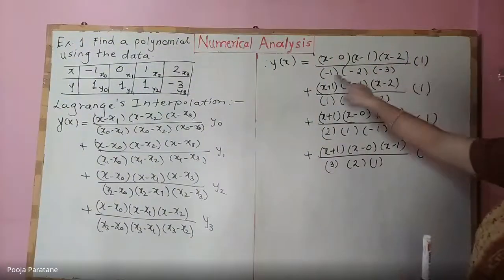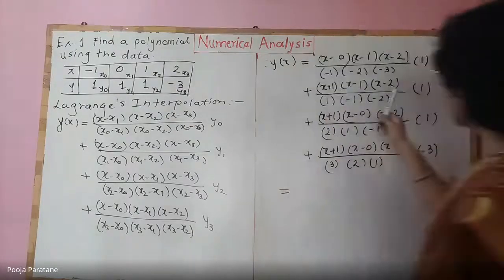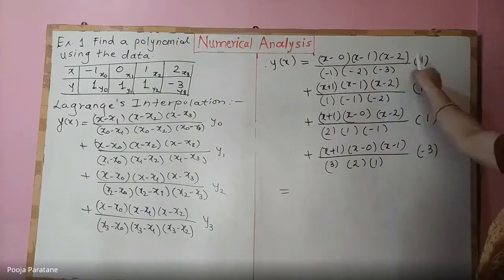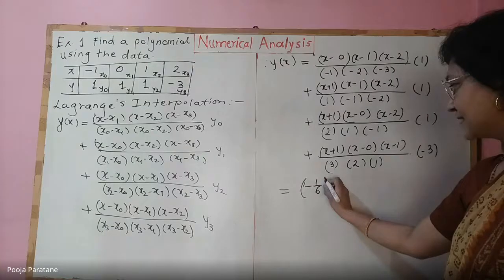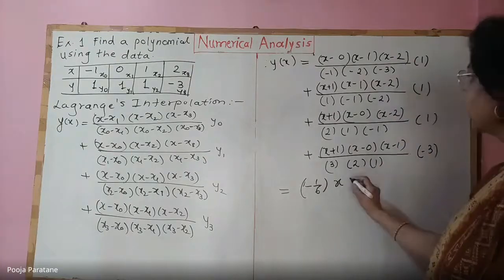So what will be this sign? First we have to check the sign of this. Then the sign of this: here minus, minus, minus. So that sign will be minus because here it is plus. And the constant is minus 1 upon 6. Let it be as it is. x.